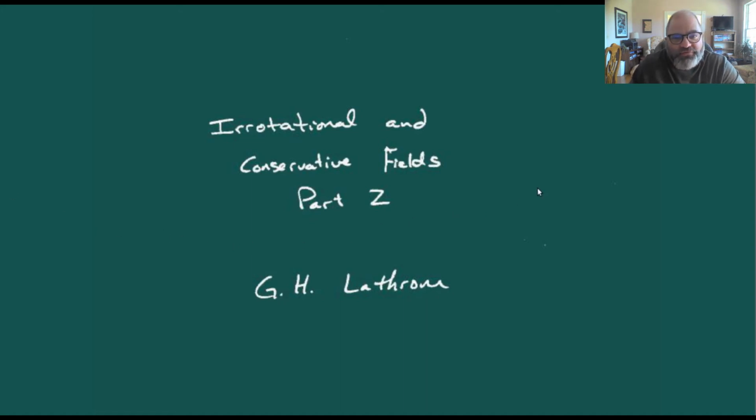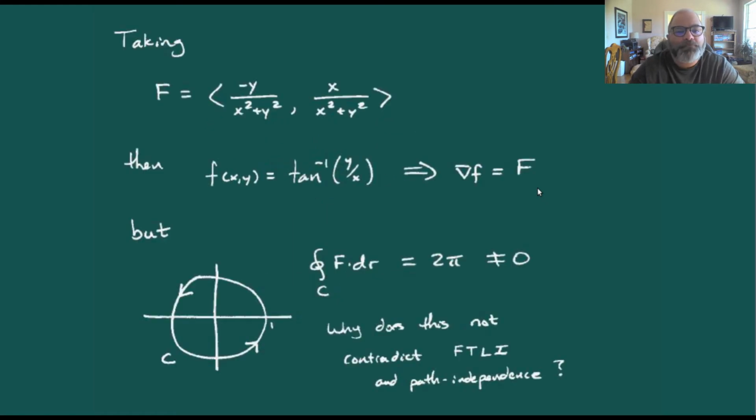Greetings, everybody. Let's finish our discussion on the connection between irrotational vector fields, conservative fields, and path independence. Remembering from the last video, we had this vector field F, which was negative y over x squared plus y squared, x over x squared plus y squared. We saw that it had a potential function f of x, y being arctangent of y over x. If we took the gradient of that, that gave us our vector field F. But we did a line integral around our unit circle, and that ended up being 2 pi.